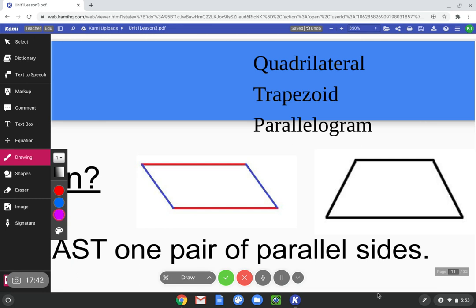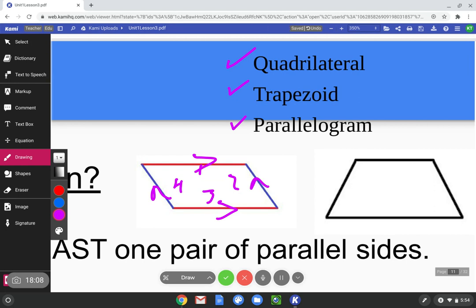Remember, we start broad and get as specific as possible using attributes. So let's start with the figure on the left. Okay, we start broad. 1, 2, 3, 4. It's a quadrilateral. Trapezoid, the blue lines are parallel, so I know it's a trapezoid. The red lines are parallel, so I know it's a parallelogram.